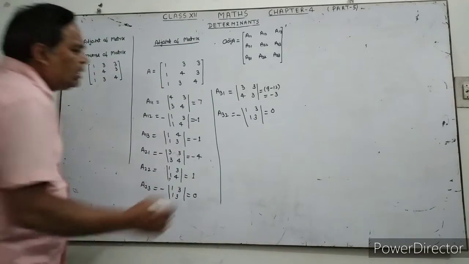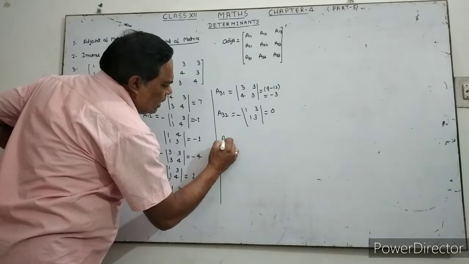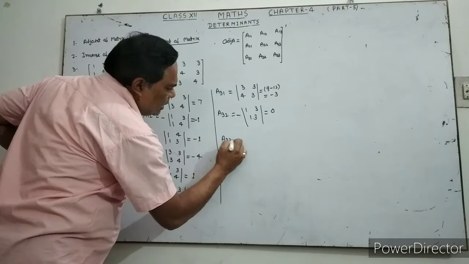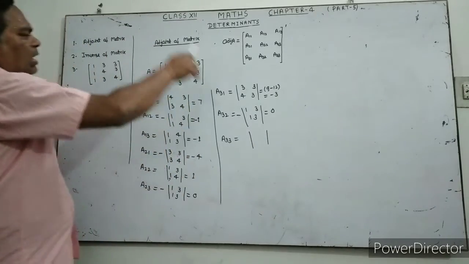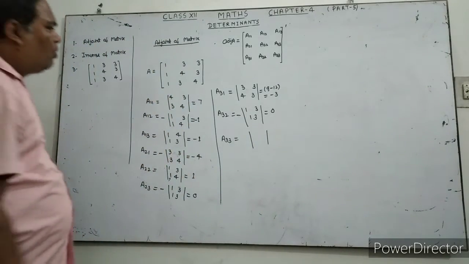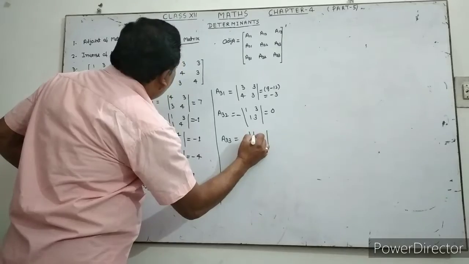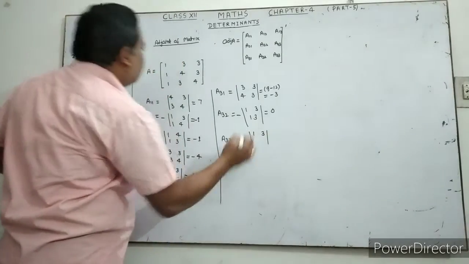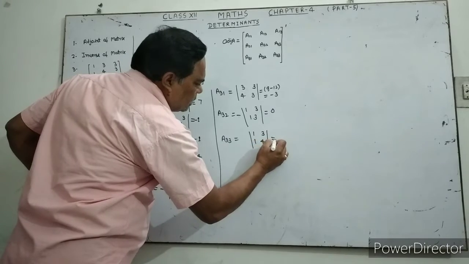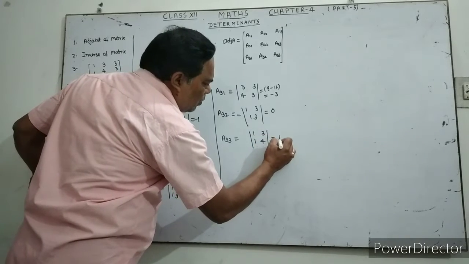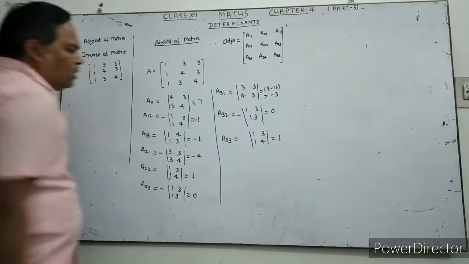Now A33. A33, plus or minus? Plus. Forget this row, this column. 1, 3, 1, 4. Then this is 4 minus 3, which is 1.